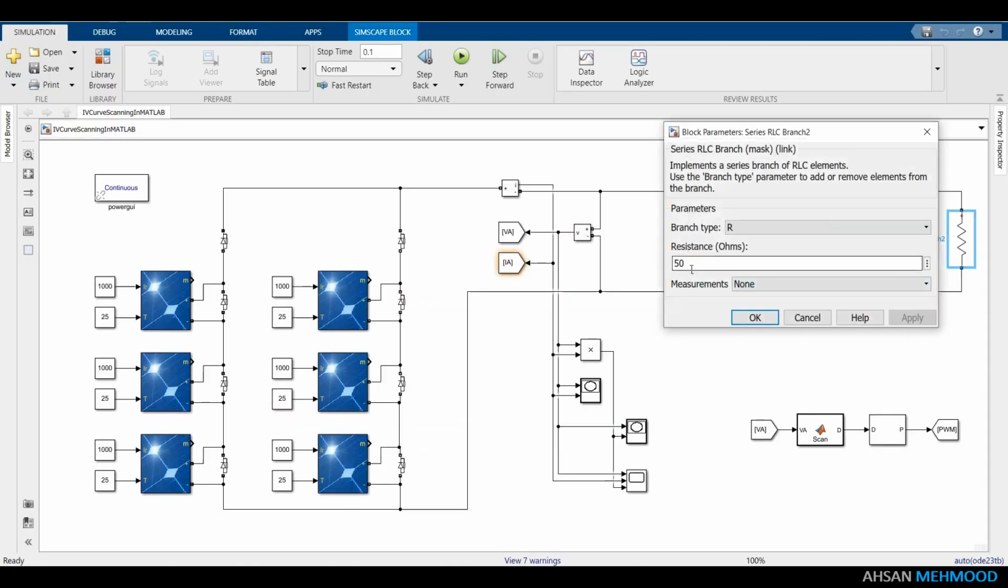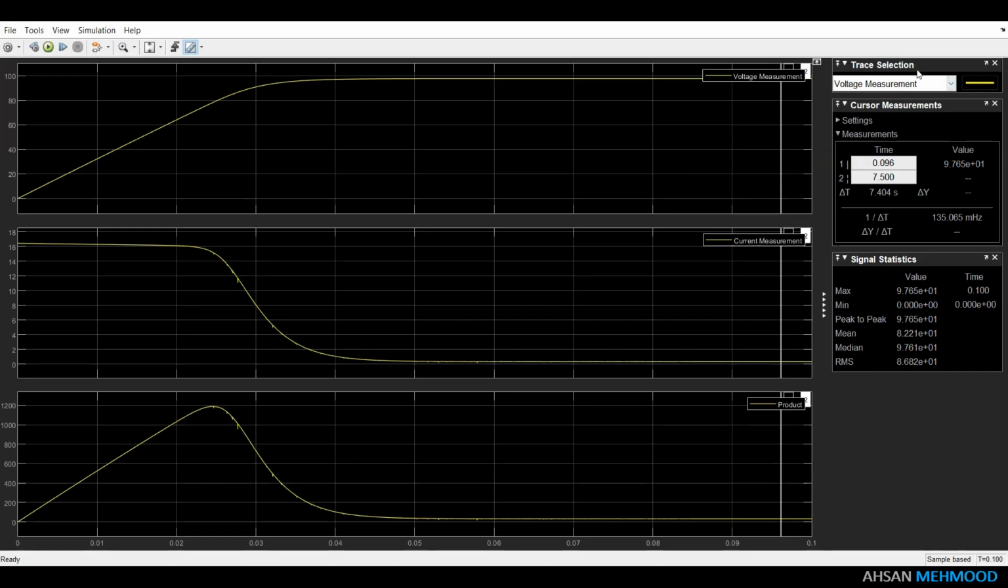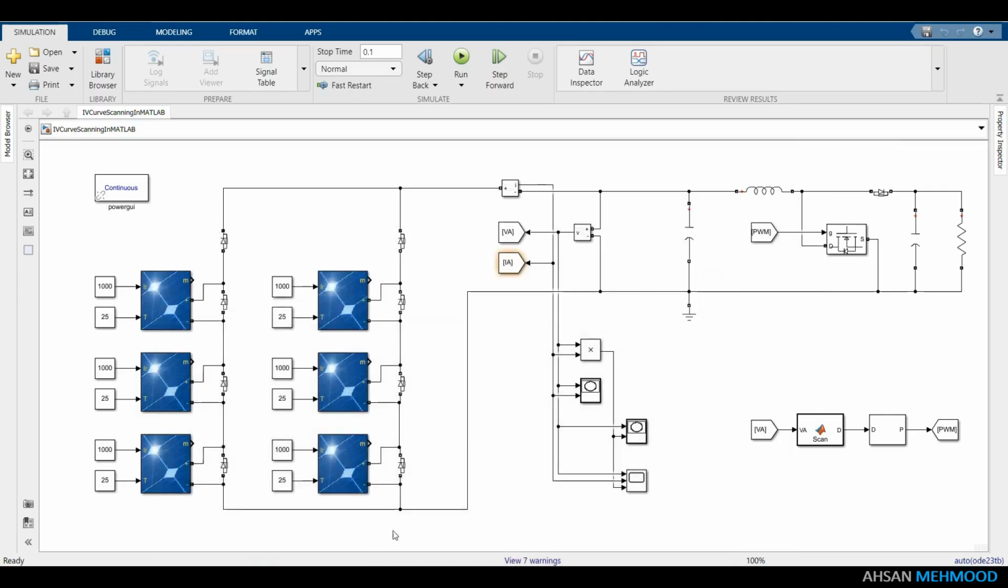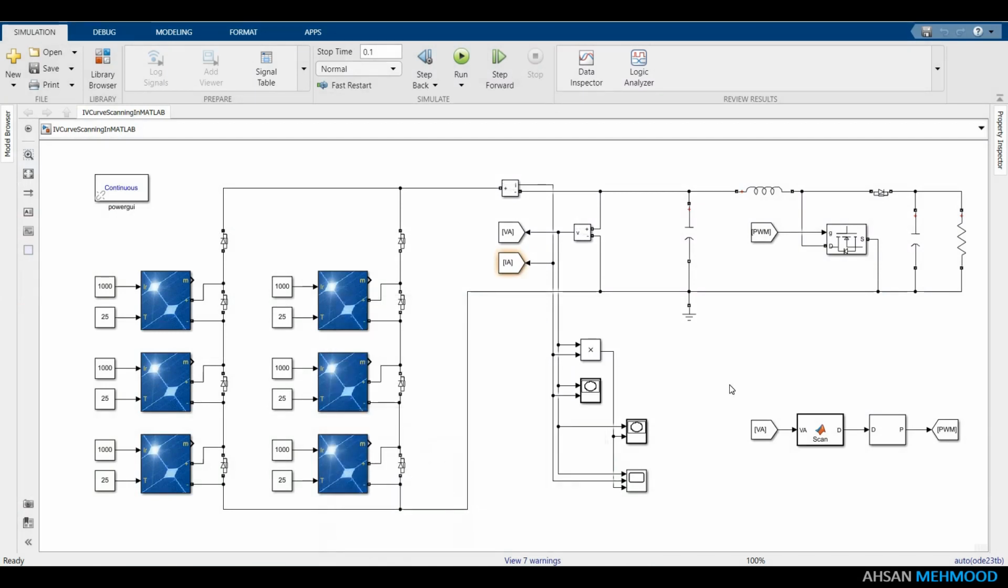As the load resistance increases from 50 to 300 ohms, the open circuit voltage rises from 96.4 volt to 97.65 volt. In the open circuit section of the PV curve's XY graph, it can be seen that the power curve is now closer to zero than in the prior scenario.